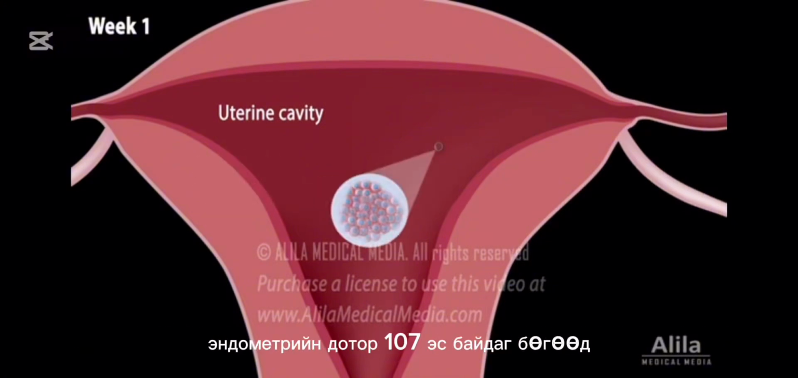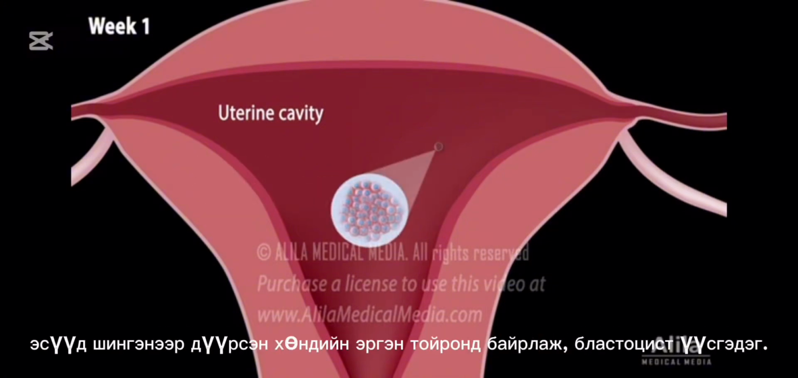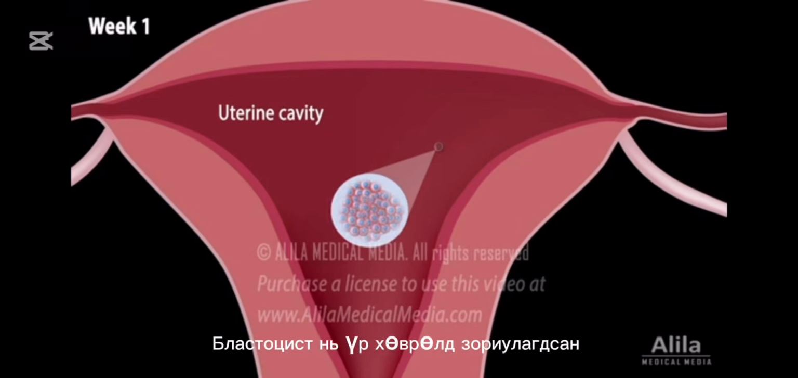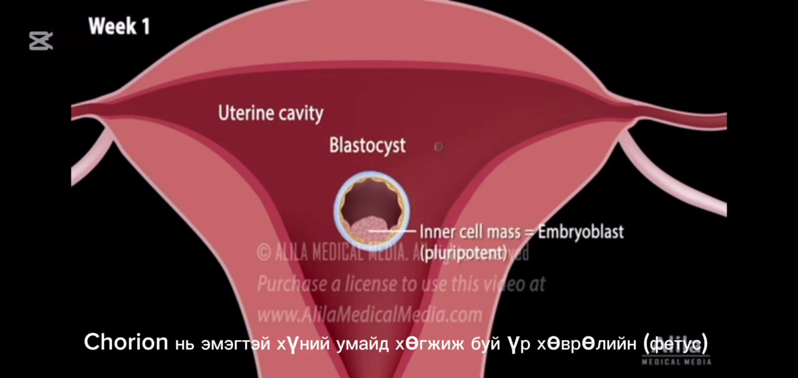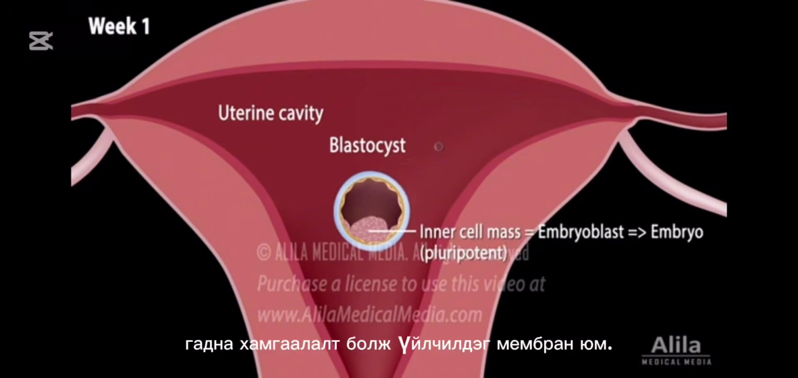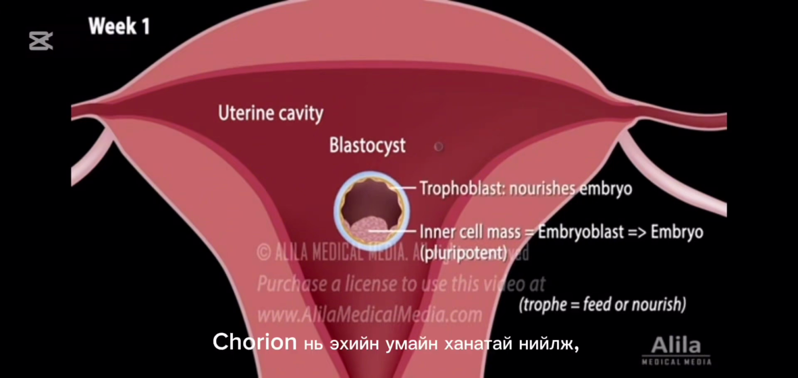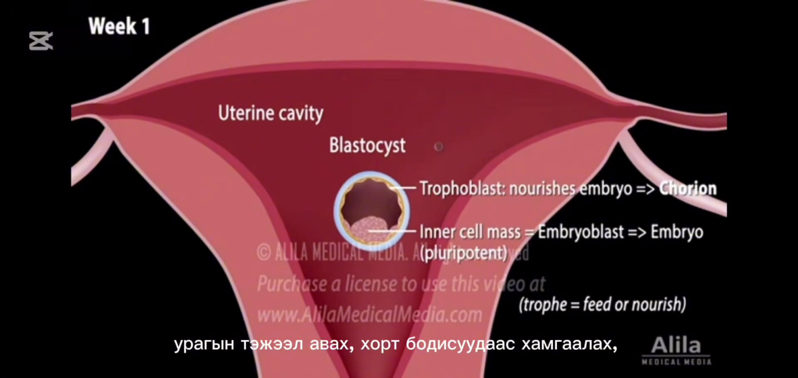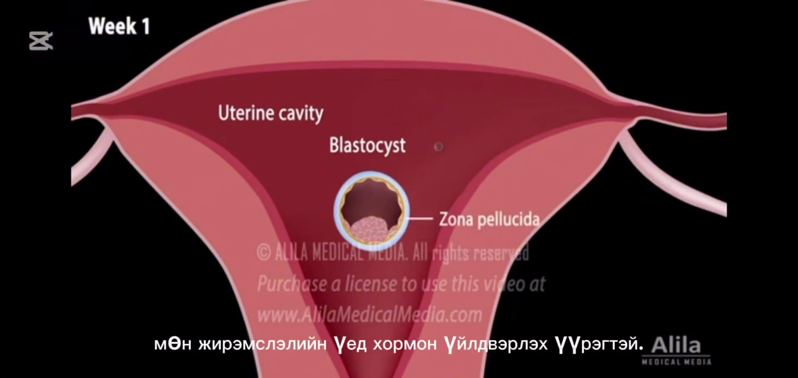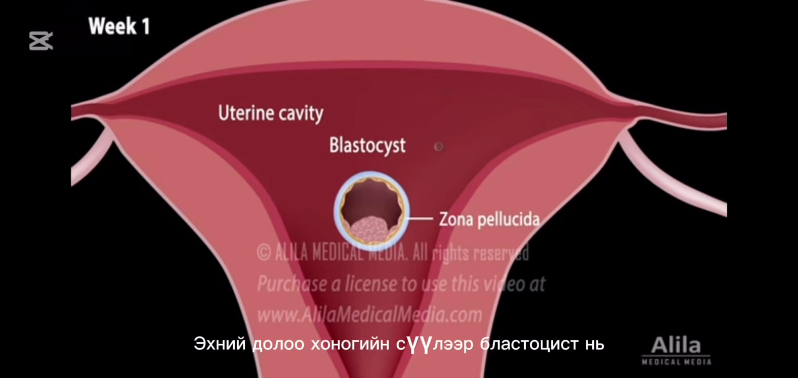When there are about 100 cells, the cells start to arrange themselves around a fluid-filled cavity, forming a blastocyst. The blastocyst consists of a pluripotent inner cell mass called the embryoblast, destined to be the embryo, and an outer shell called the trophoblast, which nourishes the embryo. The trophoblast later becomes the chorion, the fetal portion of the placenta. The trophoblast secretes an enzyme that dissolves the membrane surrounding the conceptus, enabling it to hatch, ready to be implanted.